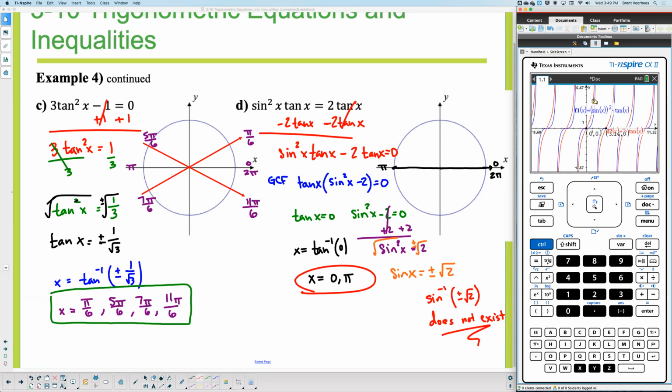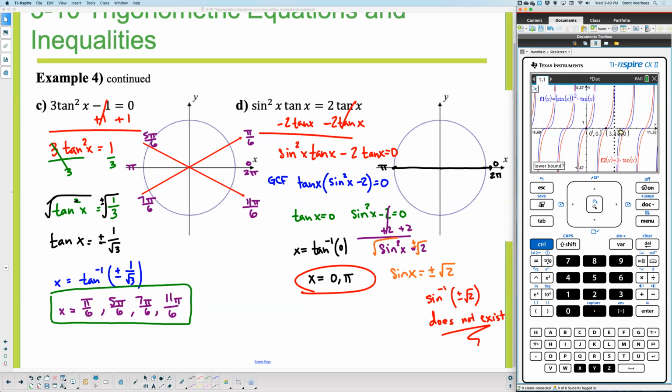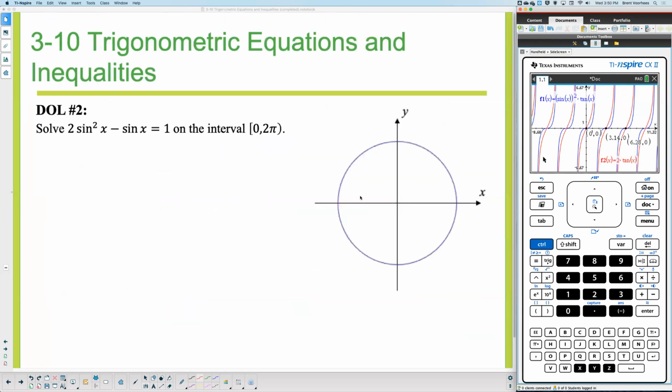And then let me move these equations out of the way. And if I try one more, analyze graph, intersection, you'll see the next one's at 2 pi. And so every answer comes on a period of 1 pi. So we did do this correctly. How about that? So with this, you can get started now with your DOL. DOL number 4.